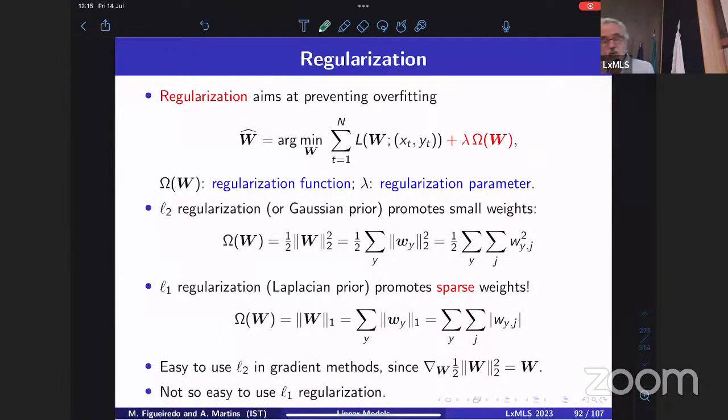Okay, it's not so easy to use L1 regularization with gradient methods, again, because it's not differentiable. It's the absolute value, and the absolute value is not differentiable at the origin.